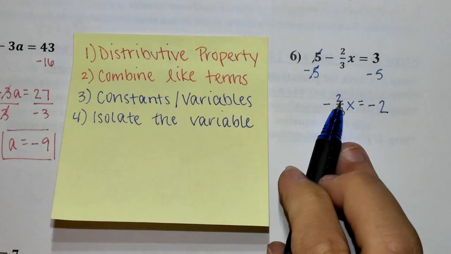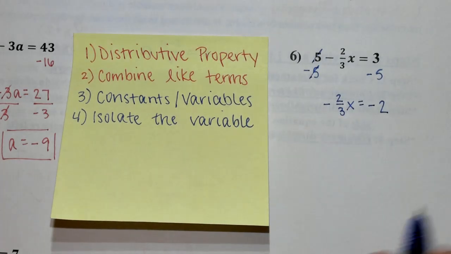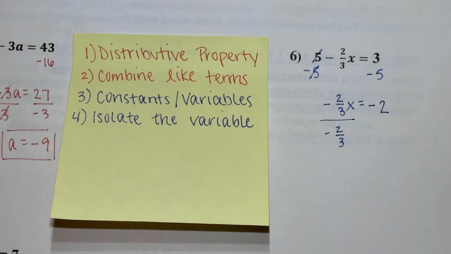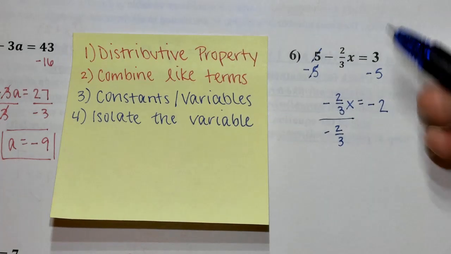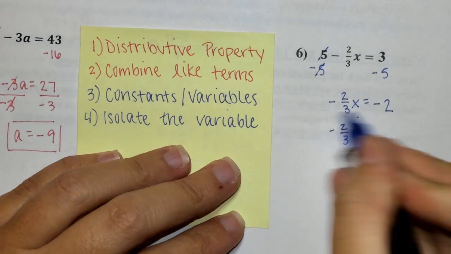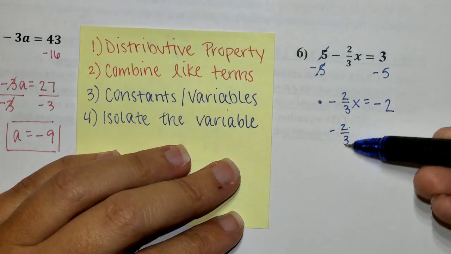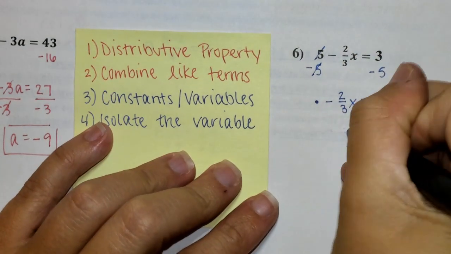Now, negative 2/3 x, okay, that's multiplication. The opposite of multiplication is division. But we are not going to write it like this. We are going to use keep, change, flip that you learned last year, also called multiplying by the reciprocal. So we keep the first fraction, we change the division to multiplication, and we flip the second fraction. So that negative 2/3 is going to become negative 3/2.